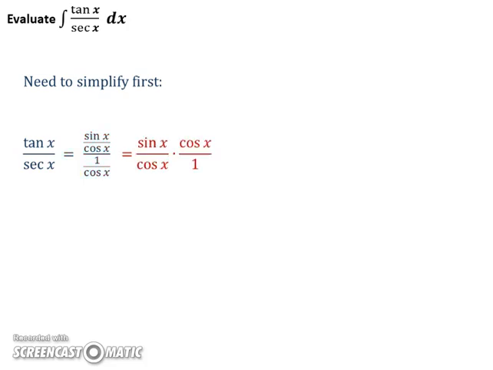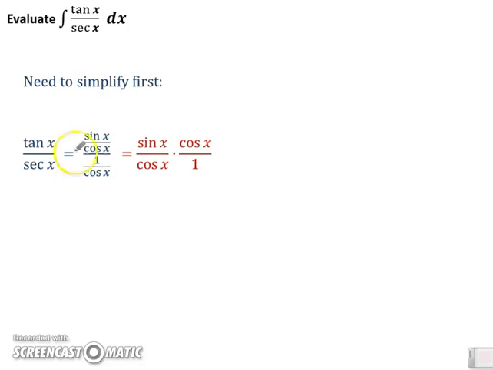Because this is a trig function, you're most likely going to need to use some properties of trig, like Pythagorean identities or reciprocal properties, things that you learned in pre-calculus. So we need to simplify this first. In this case, remember that tangent is sine over cosine and secant is 1 over cosine. So really, we can replace this.